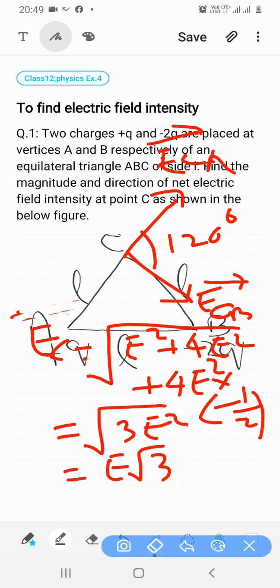Again the same answer by this method. So put the value of E, 1 upon 4 pi epsilon naught q by L square into root 3 in numerator, and the direction for this one, tan alpha from x axis. So if we take from vector ECA, then you will put tan alpha is equal to ECB sin 120 degree upon ECA plus ECB cos 120 degree, and in this way you will also get the same minus 30 degree alpha.